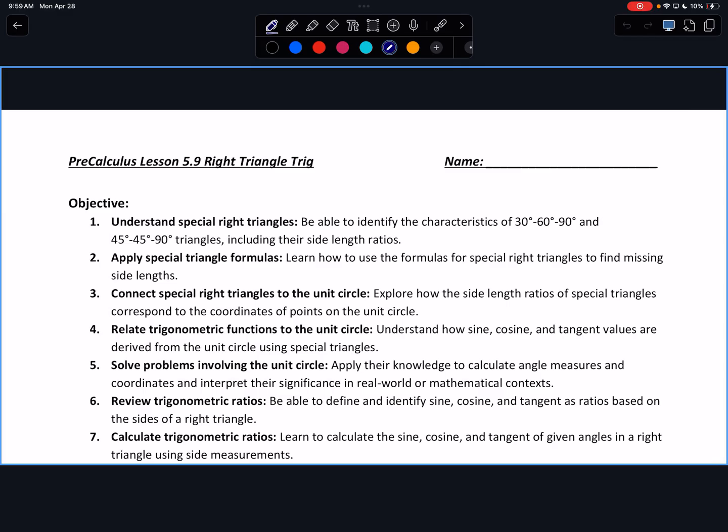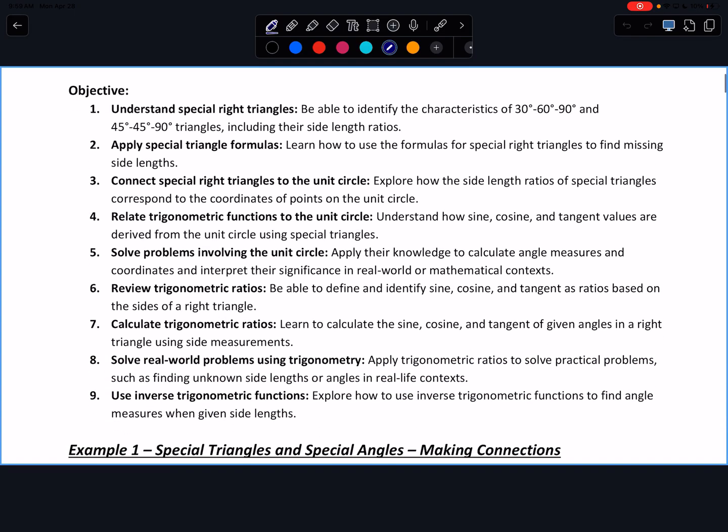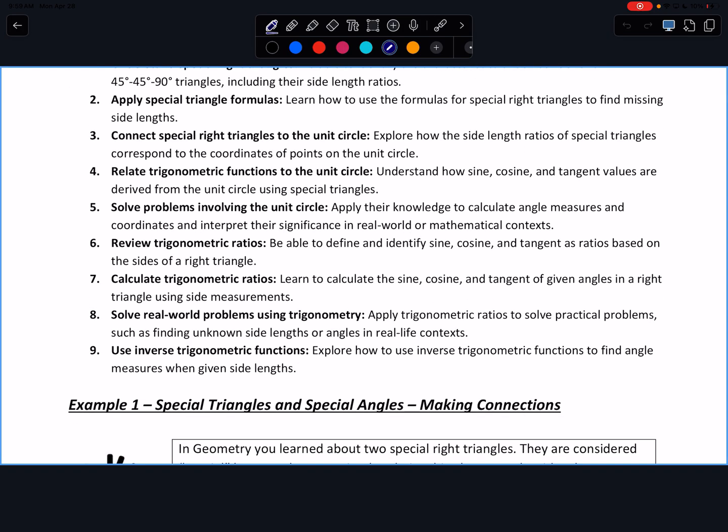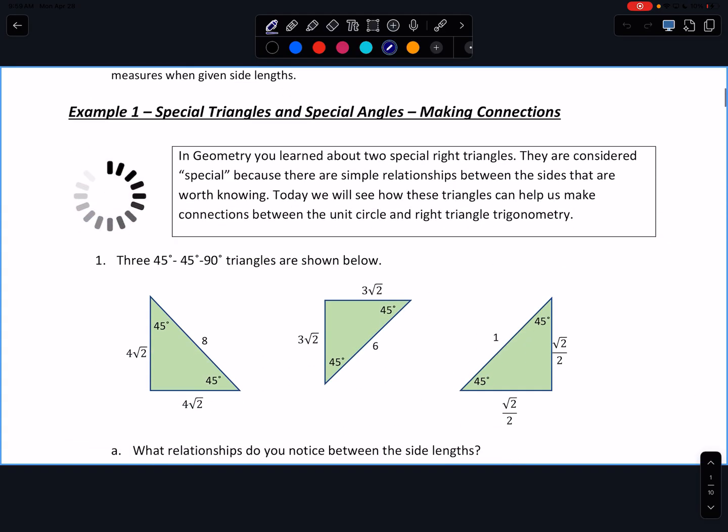Okay, everybody, so today we're going to talk about right triangle trigonometry. The beautiful thing about this is I hopefully can show you some concepts you learned in geometry and help you see the connection it has with the trig unit we've been working on, okay? So we're going to understand special right triangles. They are 30, 60, 90, and 45, 45, 90. And then we'll connect that to the unit circle, okay? And then we'll review some real world problems.